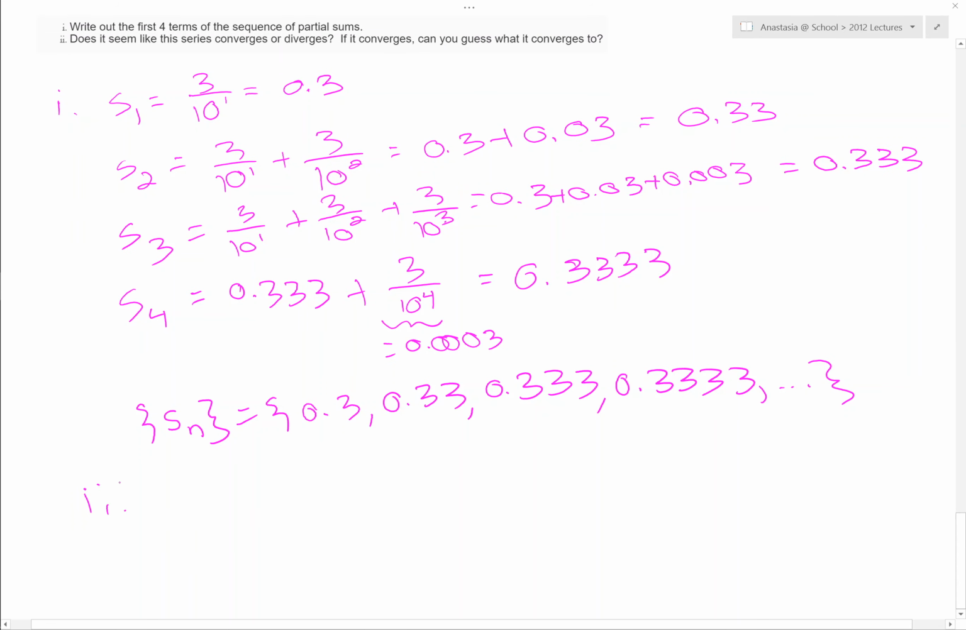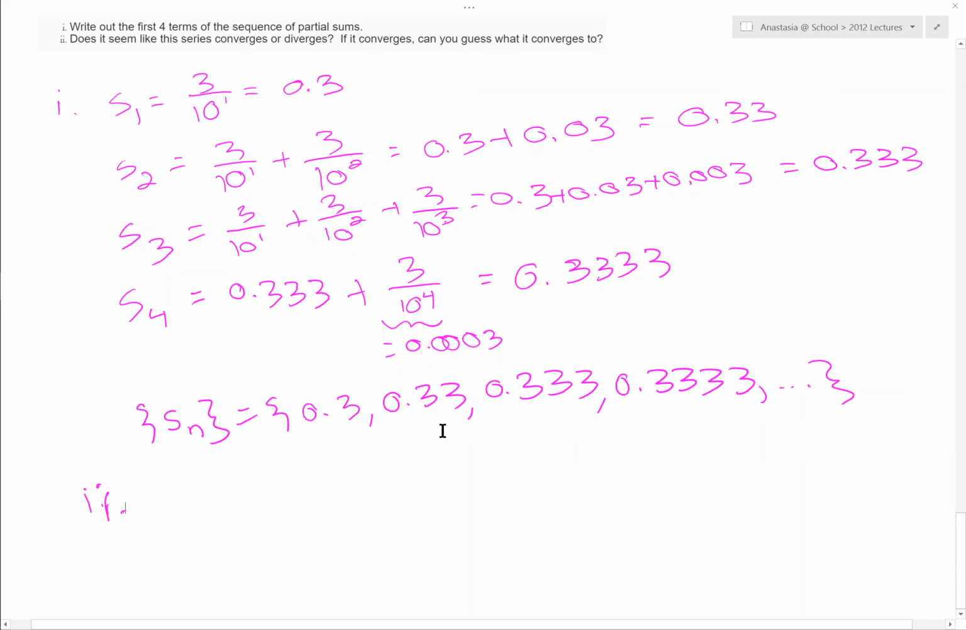Now, for part 2, does it seem like this series converges or diverges? So looking at the terms in our sequence of partial sums, it's pretty easy to see that the next term in our sequence is going to simply have one more 3 on there. And so the next one after that is going to have another 3, so there's going to be 6 3s in the decimal, and then the next one will have 7 3s, and so on and so forth.